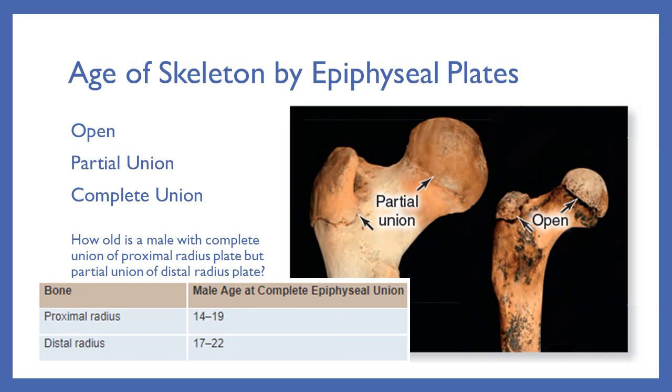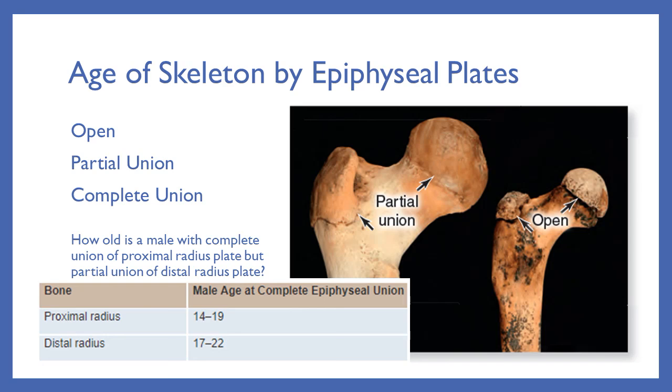On these 2 bones, they actually are the same bone, but with different ages. On the left, there's a partial union, so we're looking at someone who's probably in their 20s, maybe a little younger. And on the right, we see open. This could be someone who's 10, who's 8, much smaller. There are charts available that give us ages for when each of these unions happen. On the proximal side and on the distal side could be different by a couple of years.